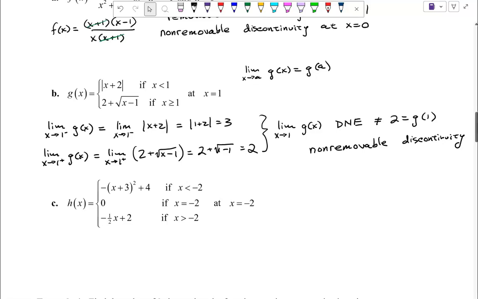Looking at part C, we again have a piecewise defined function. And notice that we're doing something different for x less than -2 than we are for x greater than -2. And when x is equal to -2, we get 0. So again, we're going to need to check the limit of h of x as we approach -2 from the right and from the left.